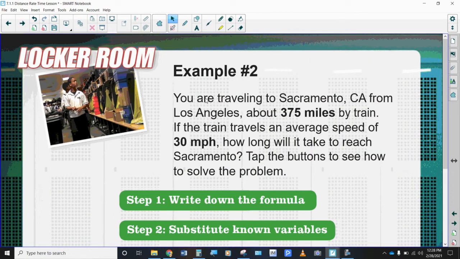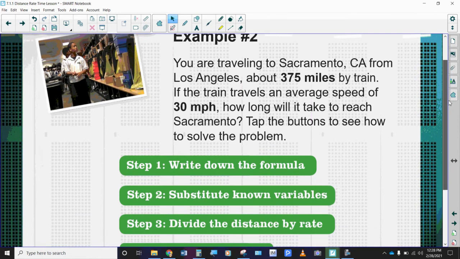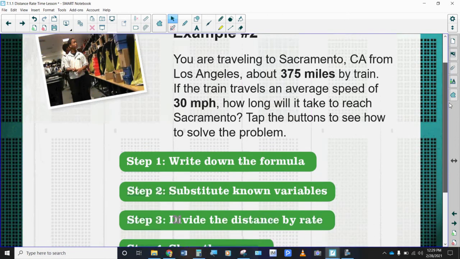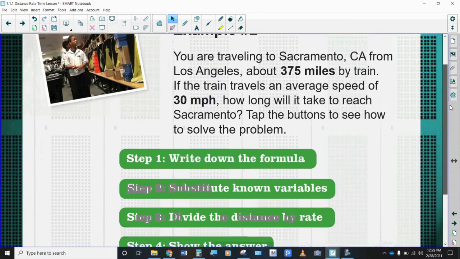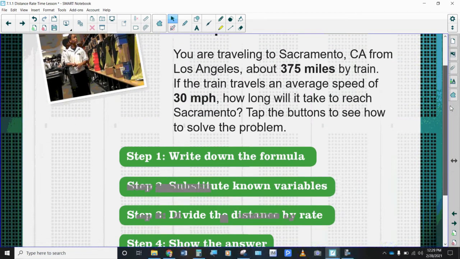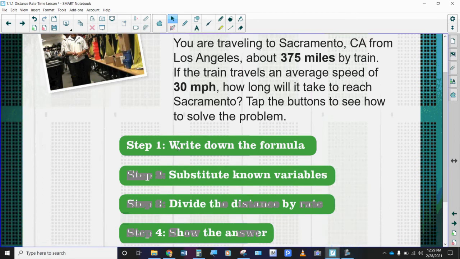Okay, so let's take a look at the situation. You are traveling to Sacramento, California from Los Angeles, about 375 miles by train. If the train travels at an average speed of 30 miles per hour, how long will it take to reach Sacramento? Okay, so these are the steps.